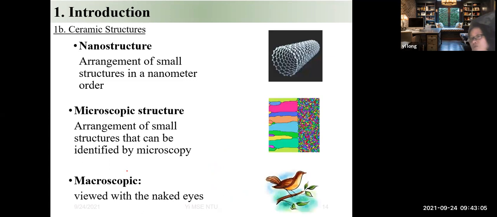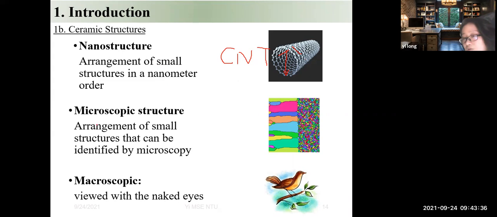Then you can move to the nano level. This is about the arrangement of small structures in the nano range, and a very typical example is the CNT, carbon nanotube. You can see most carbon nanotubes have a diameter of about 10 nanometers or 20 nanometers. So it is a range of small structures in the nano range.